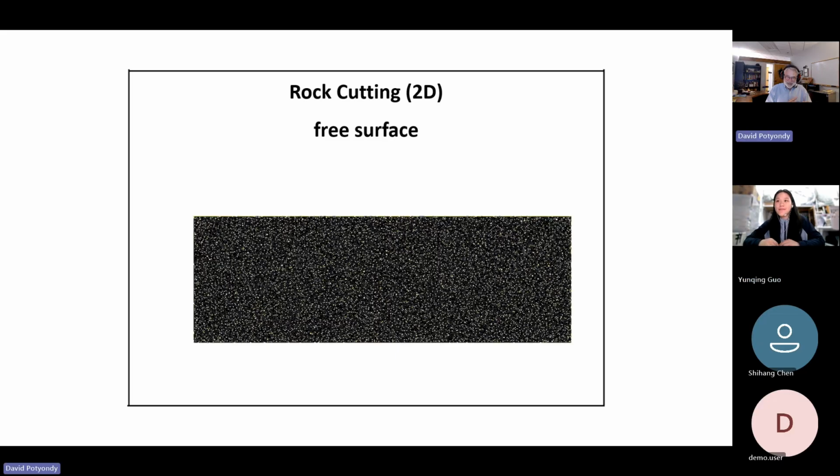And the way we do that in PFC is the rock is discs glued together, and the cutter is something called a wall in PFC. And a wall is essentially a surface, and you can give it velocity. It pushes against the particles, and you can monitor the total force pushing against the wall.